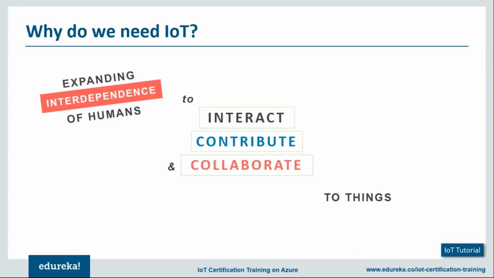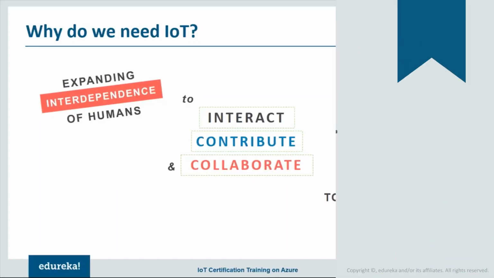If we can expand this interdependence to interact, collaborate, and contribute with respect to the different things around us, then we would be building a proper Internet of Things environment. This would be a much safer, more secure, effortless, and time-saving environment in existence.